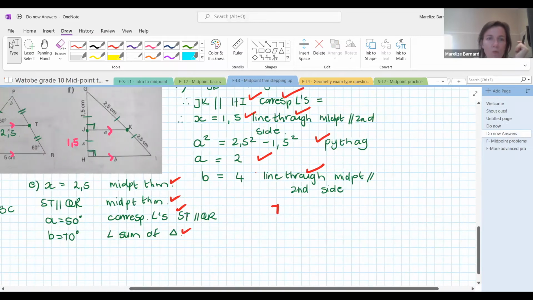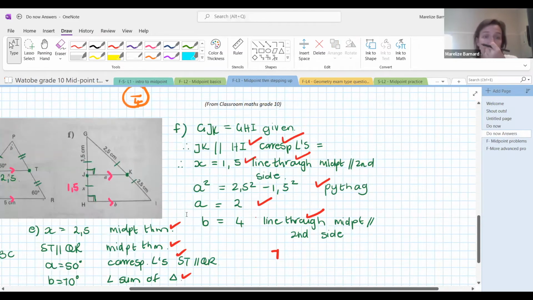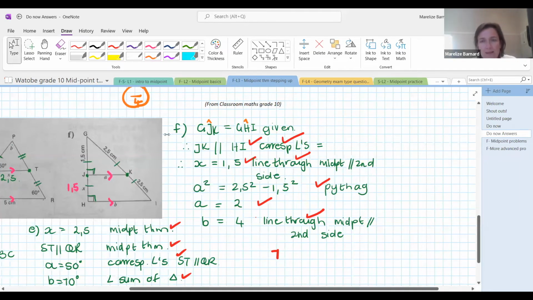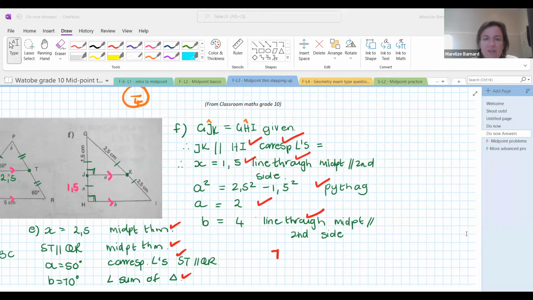Okay, now what was given is that GJK, so this angle here, the 90-degree angle, is equal to GHI, and that was given. So because of that, we can say that JK is parallel to HI. So just make sure you understand the reasoning there and how we did that, because we couldn't just straight away start off and say that JK was parallel to HI, because we weren't actually given the midpoints.